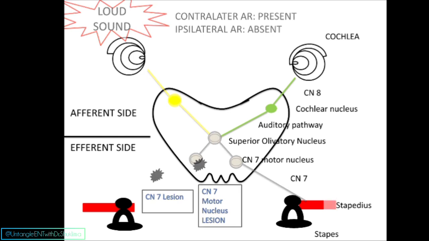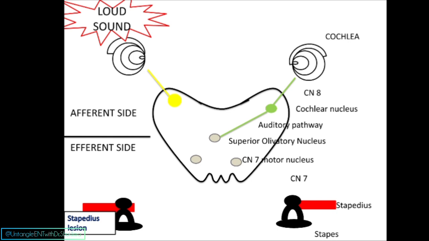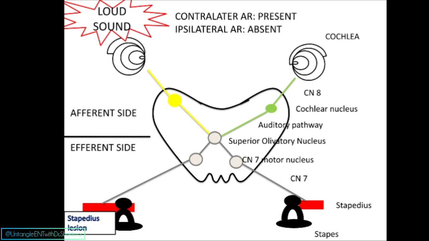Now let's say another setting. This is very interesting. Suppose there is some stapedius lesion on the right side and we are giving a loud sound on the right side. So the efferent and the afferent pathways are normal, but due to a problem in the right stapedius tendon, we are not getting the acoustic reflex on the same side, but we will get the acoustic reflex on the opposite side.